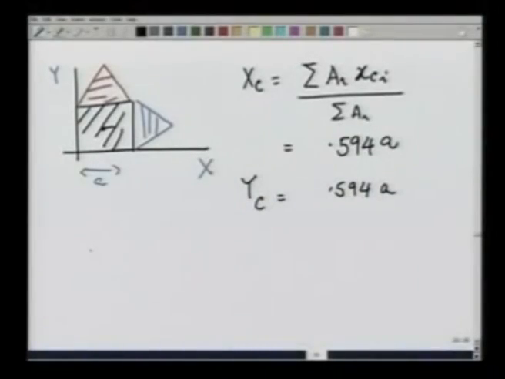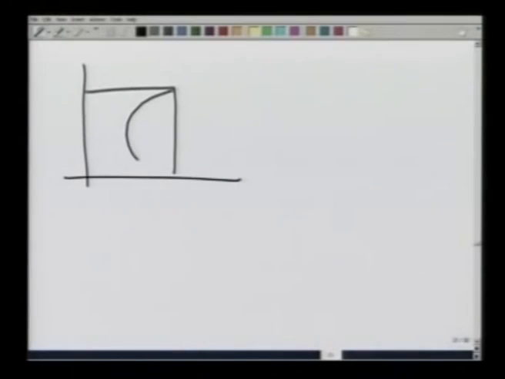Let me take another example where I have an area formed by taking away a semicircular area from a square of side A. So, I wish to calculate the centroid of the shaded area, where the shaded area has been formed by taking away a semicircular area from a square of side A.